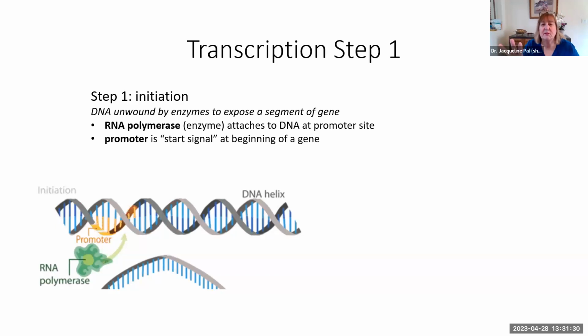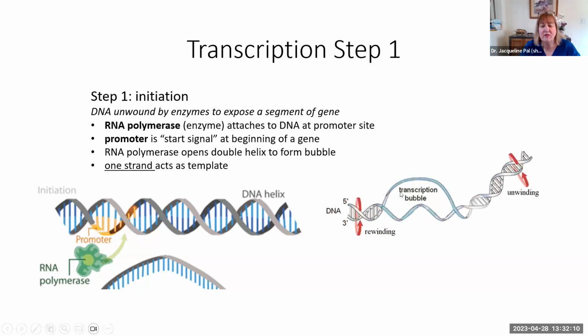So there's 3 steps to transcription, and the names of the steps for transcription are the same as the names of the steps in translation. And the first step for both is called initiation. So in this first step, the DNA, which is in its double helix, needs to be unwound by an enzyme, and that enzyme is an RNA polymerase. And it's going to attach at this yellow area you can see in this picture, which is called the promoter site. It's like the start signal, okay? And so the RNA polymerase is looking for this start signal, and that's where it binds, okay?